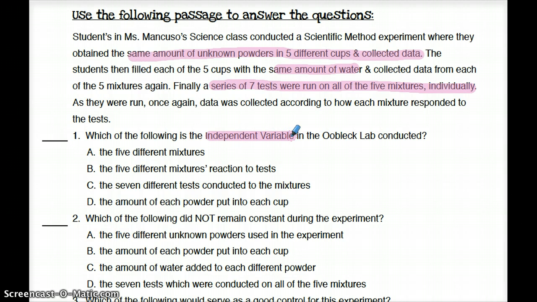So remember, independent variable. This is the one that you change. So you've got to go up here. You have all of your different parts. You've got to see what they actually changed. So that the same amount. So that's not it, because it says same. Same amount of water. 7 tests were run on all of the 5 mixtures. So the only thing that they actually changed were the 5 different powders.